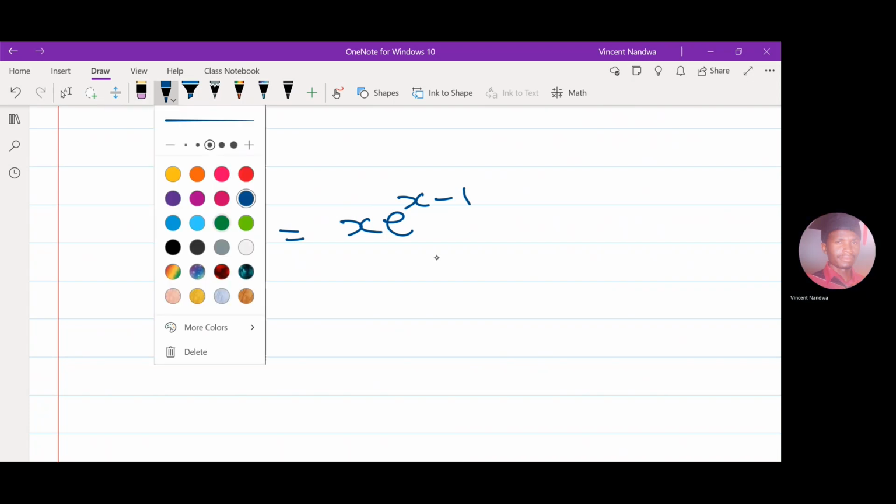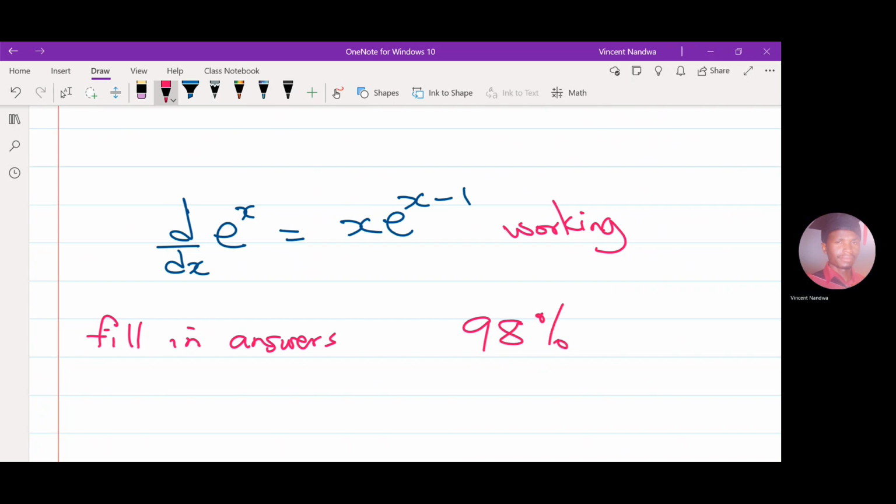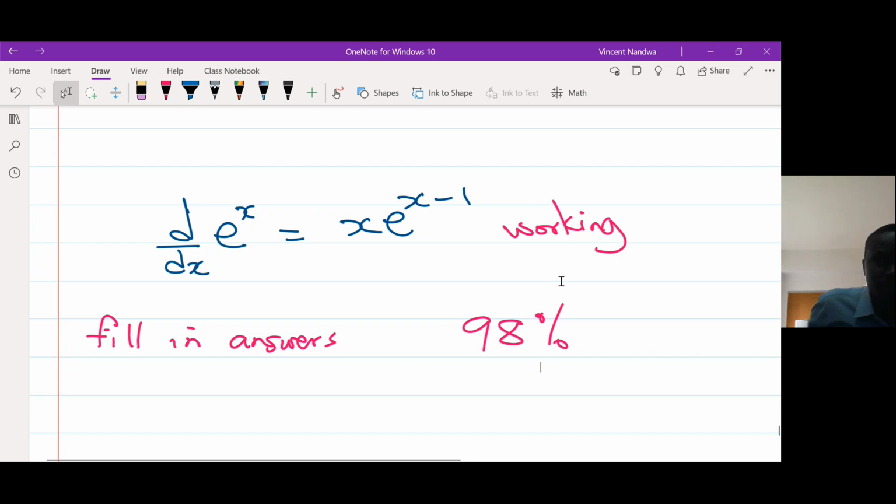To make matters worse, this is the working for this particular student. I will not call you by your name. But when it comes to the answers, the person has 98%. Can you trust this process? If you are me, the person on the workings says d/dx of e power x is x e power x minus 1. But when I go to the link where the questions were to fill in the answers, the guy has 98%. Is this genuine work? This probably is not true.